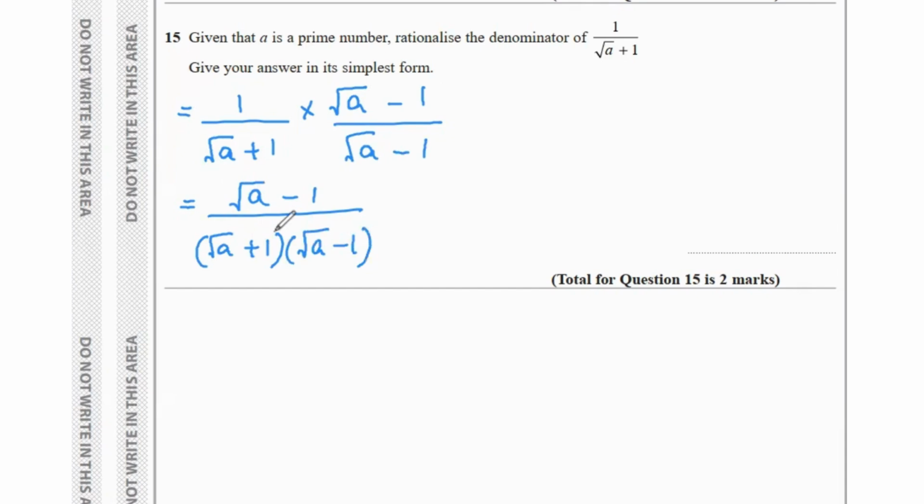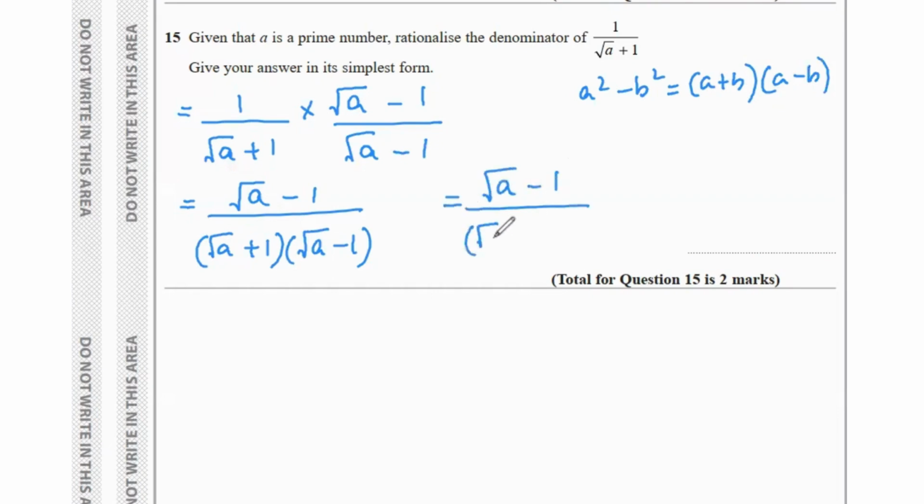Now the denominator must remind you of difference of perfect squares, because in difference of perfect squares, what we're doing is that a square minus b square equals to a plus b times a minus b. The same thing is added in one bracket and subtracted in the other. So that's going to be root a being squared minus 1 squared, which is once again a minus 1. So the answer is root a minus 1 over a minus 1. And this is the simplest form. We can't further simplify.